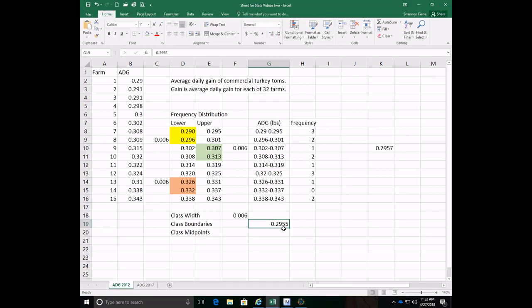The boundary tells me that anything from 0.2955 up to 0.296 is going to go in the next bin. So it's where we stop putting numbers in one class and start putting numbers in the next. And again, if that's confusing, think about it as the halfway point between here and here.